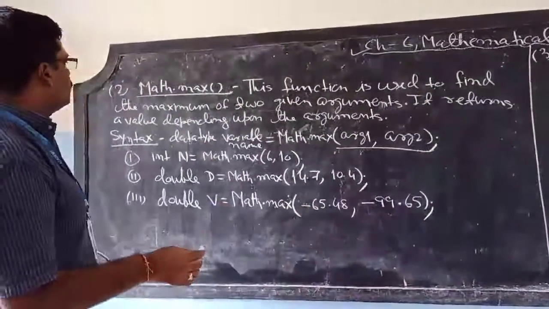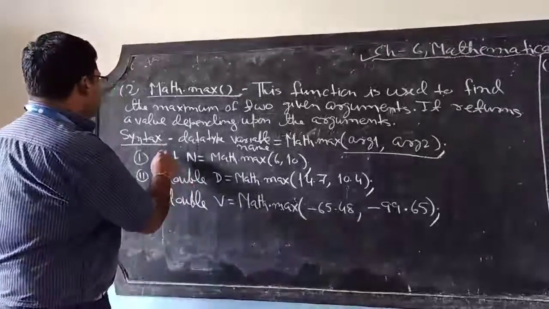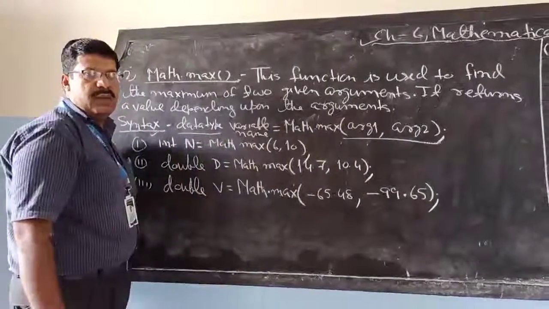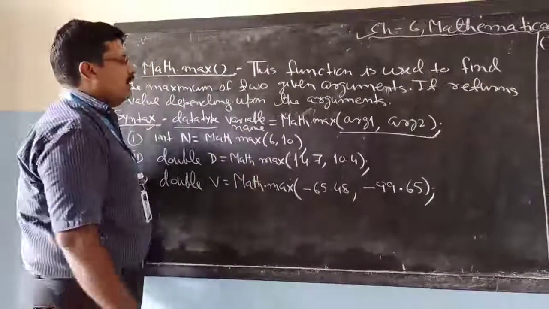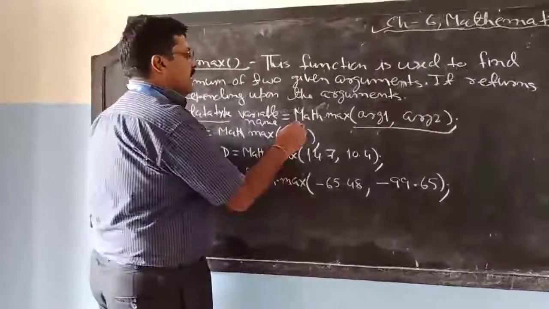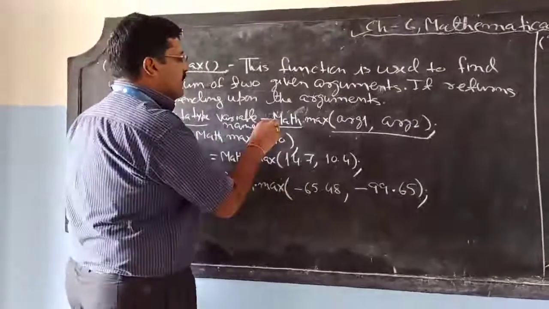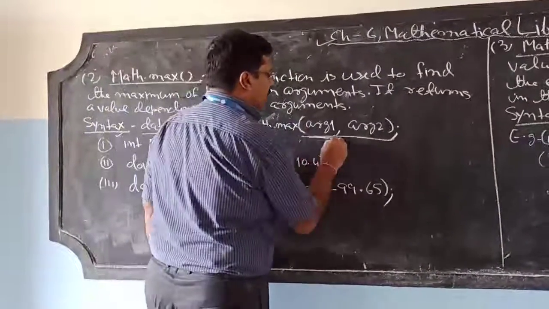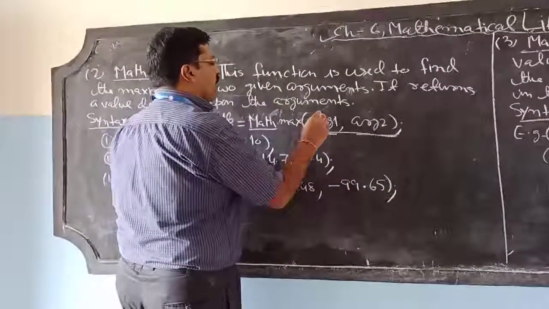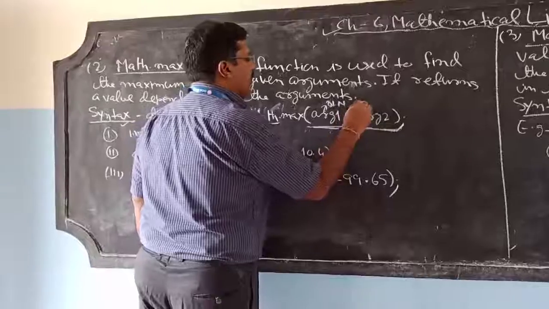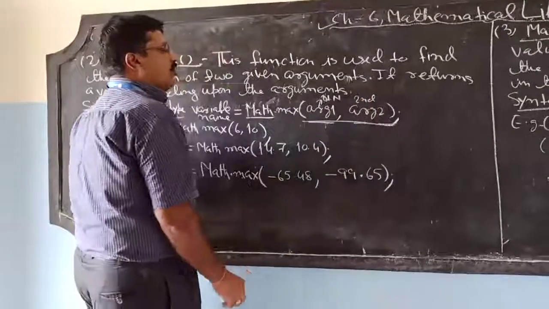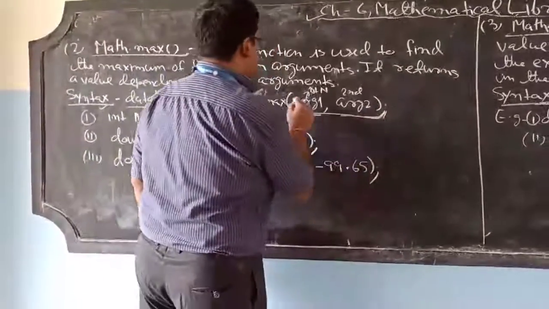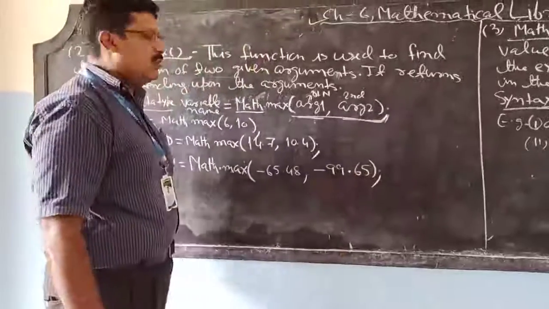So the Math.max function is used to find the maximum of 2 given arguments. What is the syntax? First you have to give the data type, then the variable name, equal to assignment operator, then the class Math. Class name Math will be capital because it is a class name, dot max, and in the brackets argument 1 comma argument 2. Argument 1 is the first number and argument 2 is the second number, and then a semicolon. These arguments will be within the brackets.